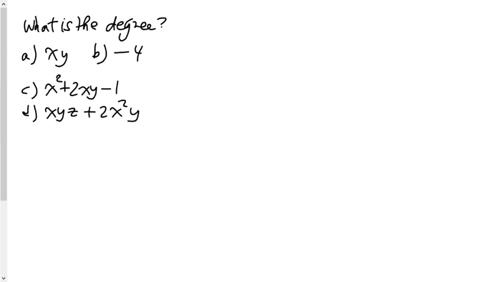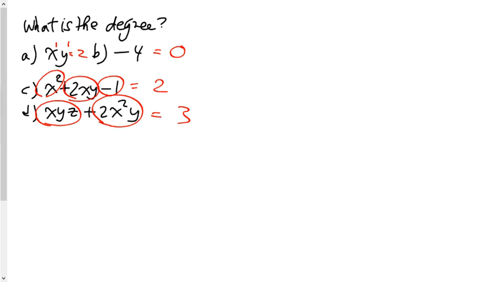What is the degree? Well, invisible ones are here and here. The sum of the exponents within that term means that this has a degree of 2. In B, there are no variables, and since you need a variable to have a degree, it does not have one. In the third one, a degree of 2, degree of 2, degree of 0. So the whole trinomial has a degree of 2. Degree of 3, 1, 1, 1. Degree of 3, 2 and 1. The binomial has a degree of 3. You see?